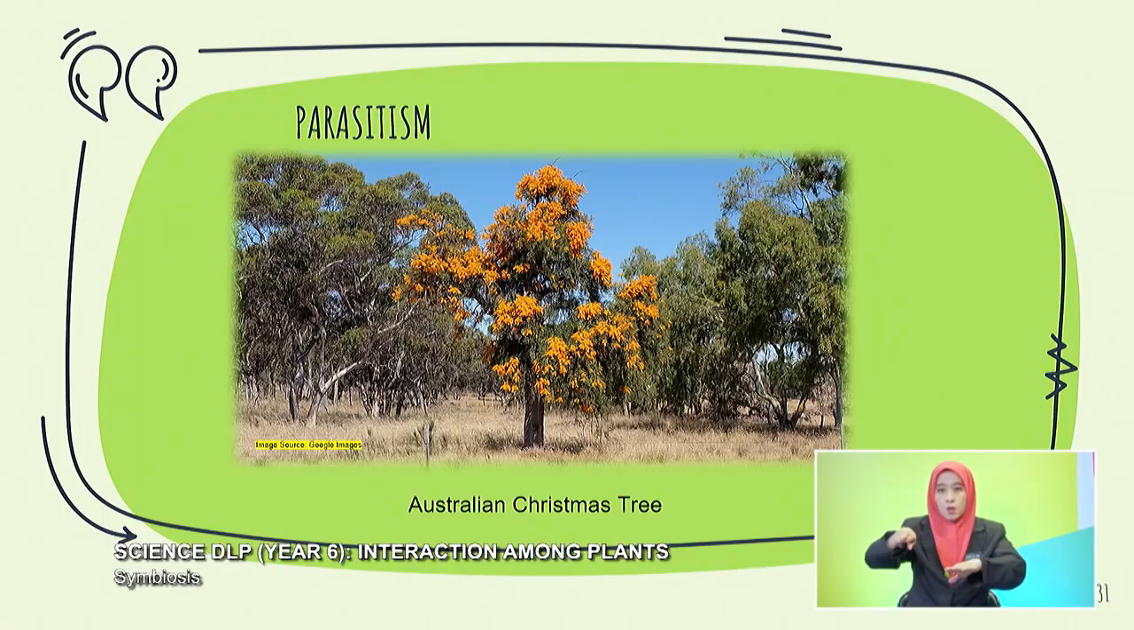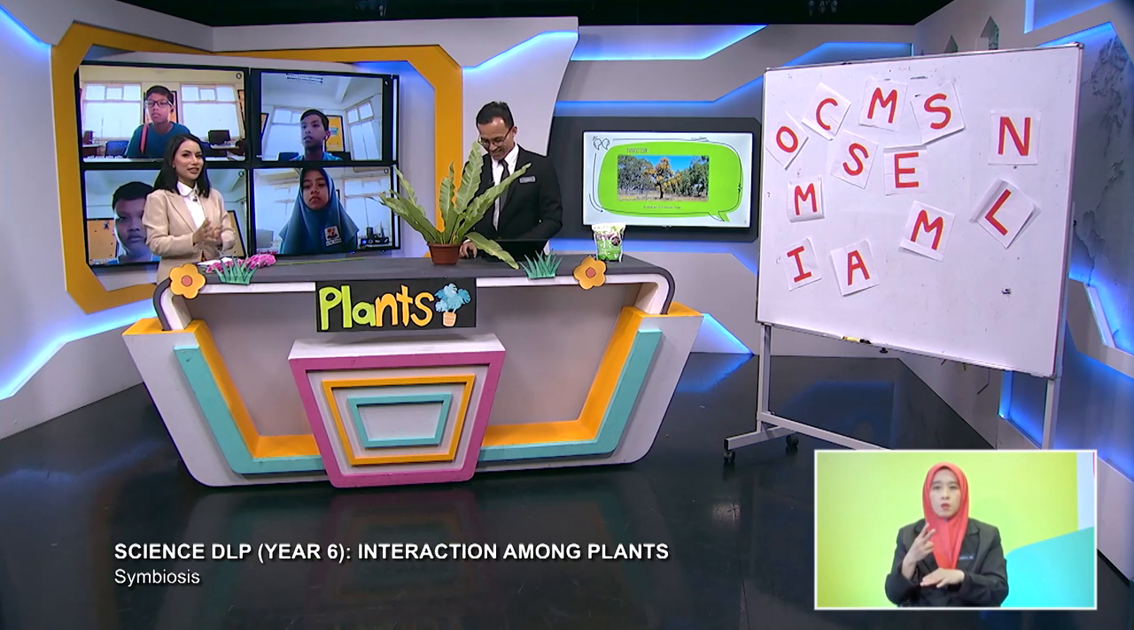Because as you can see from the picture, this tree is actually surrounded by a lot of grass, right? So the roots underneath will absorb all the nutrients and water from all the grasses nearby. And finally, you see only this Australian Christmas tree is blooming and the others have no flowers on it. Yes, I agree. Very, very dull for the surrounding trees. Okay. All right, thank you.